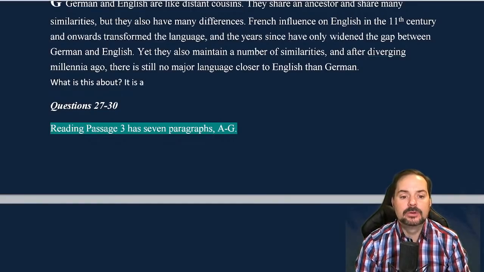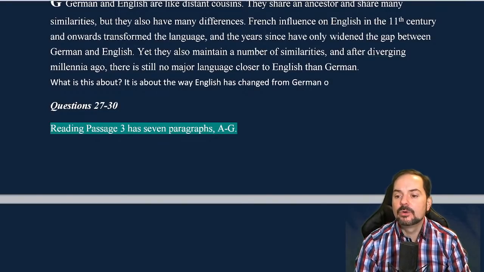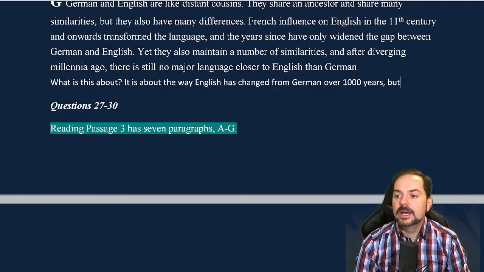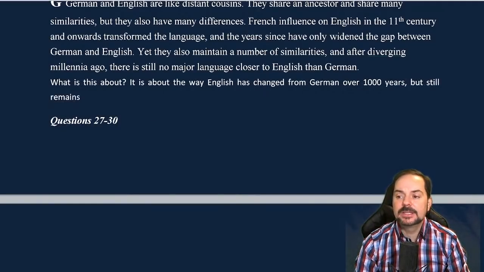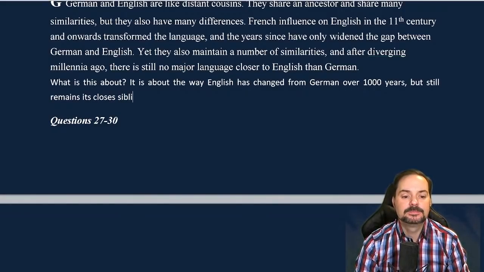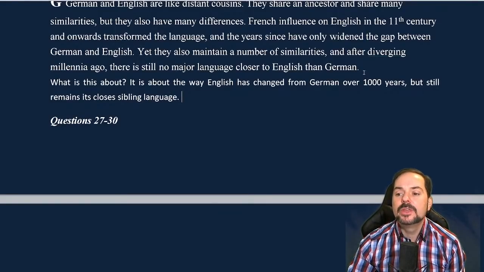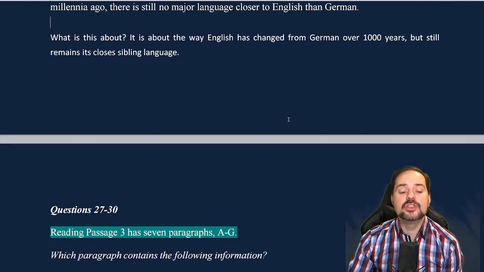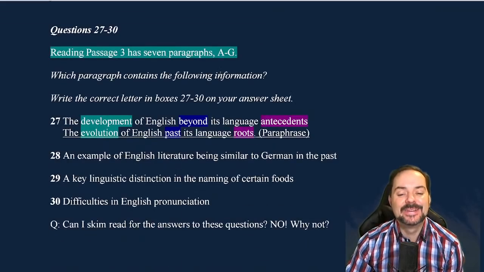It is about the way English has changed from German over 1,000 years, but still remains its closest sibling language. Okay, so there we go. Now we've got a lot of clarity. Now we can answer these questions, and you're going to do this instead of me, okay?